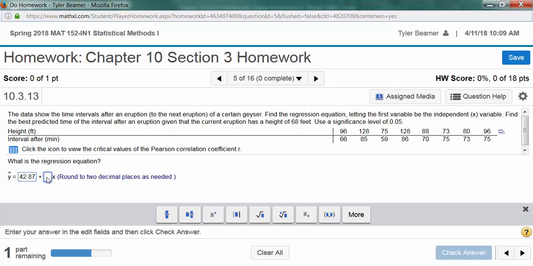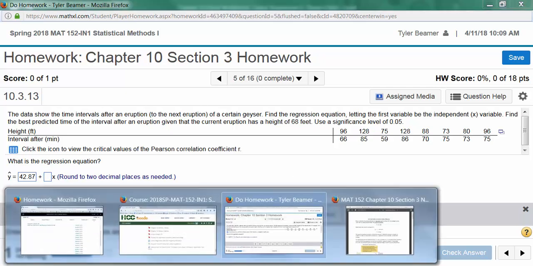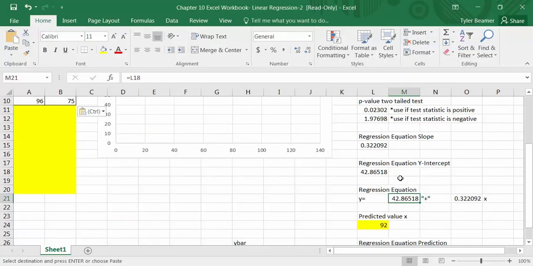And then the slope goes in front of x. We also want to round that to 2 decimal places. And so that slope is located here. It's also located here in the equation. So 0.32.